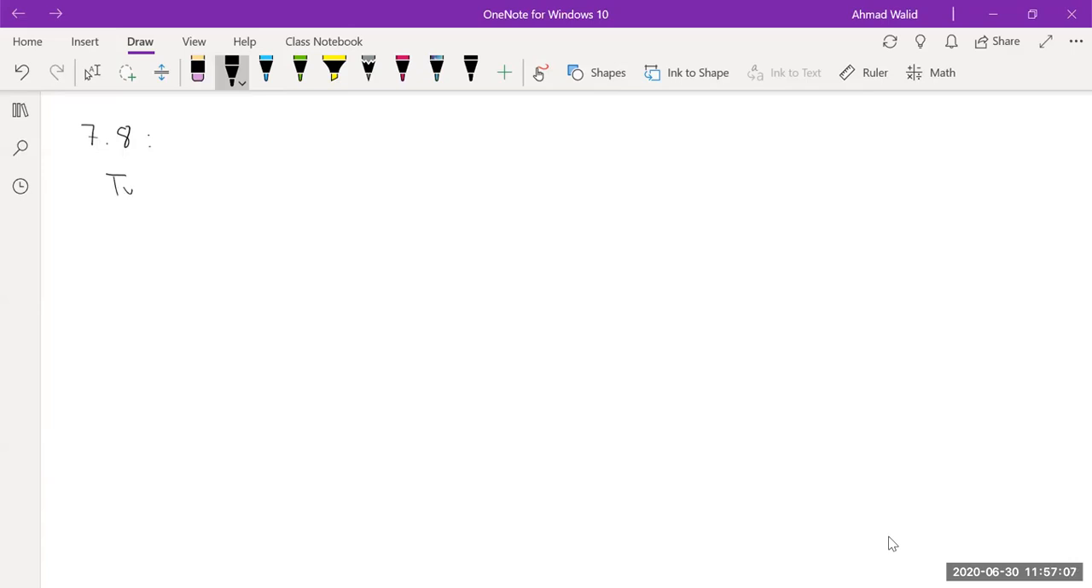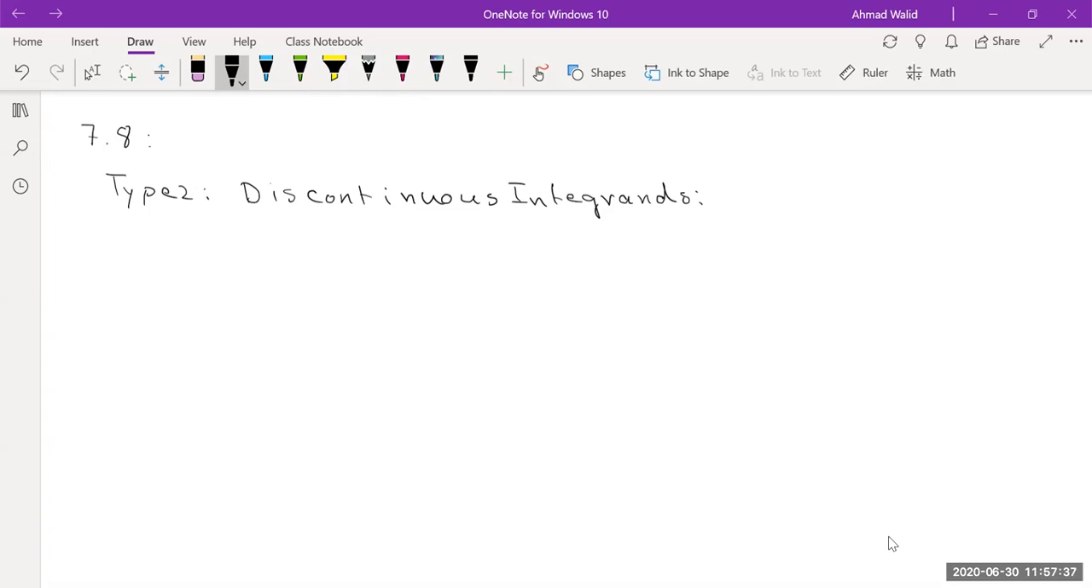Type 2. In type 2, we are dealing with discontinuous integrands. What does it mean when we are dealing with a discontinuous integrand?